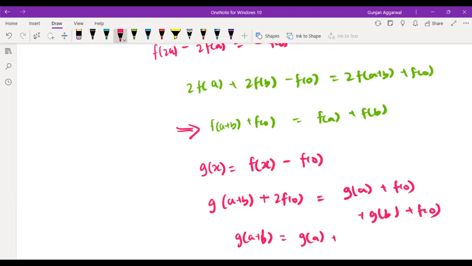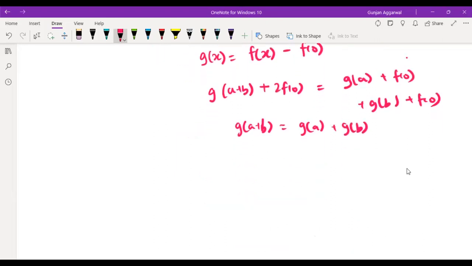Yes, it cancels on both sides. G of a plus b is equal to g of a plus b. So g is a linear function. Yes, so we can just substitute g of x. And then we can just find the value of f of 0 by substituting the values. So f of x is c x plus k. You can just get the values of c and k by substituting.